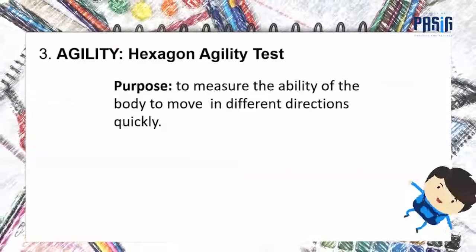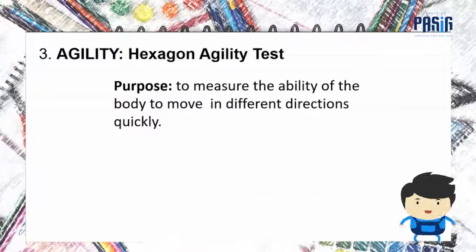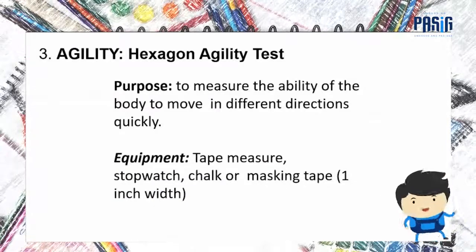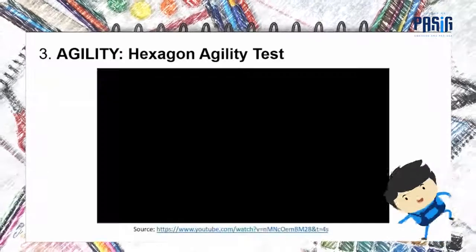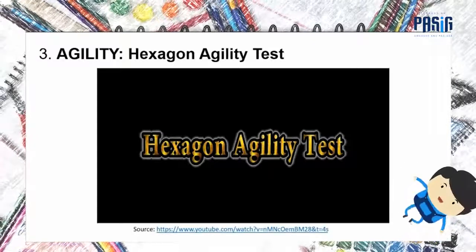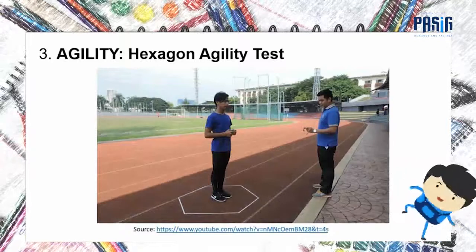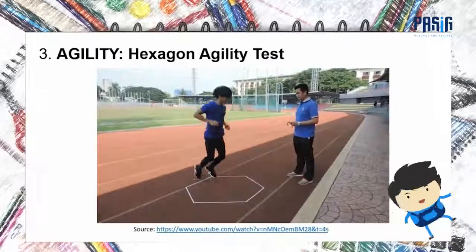In the agility, you may perform the hexagon agility test. The purpose of this is to measure the ability of the body to move in different directions quickly. Equipment: tape measure, stopwatch, chalk or masking tape, 1-inch width. Hexagon agility test. For the performer, stand with both feet together inside the hexagon facing the marked starting side.